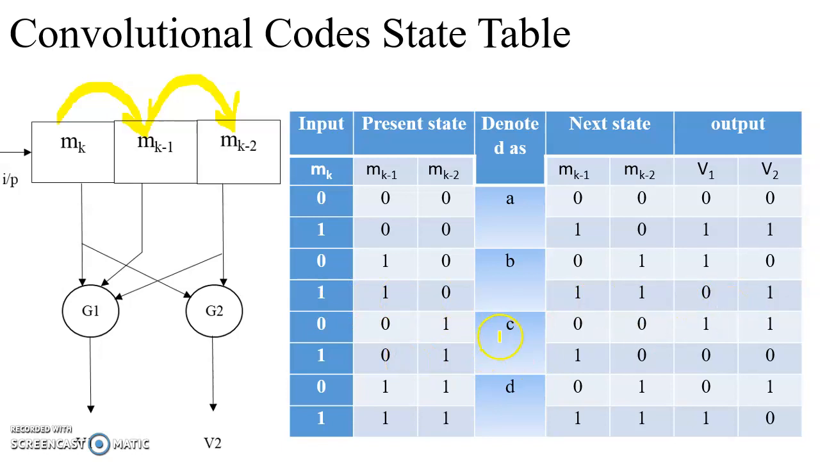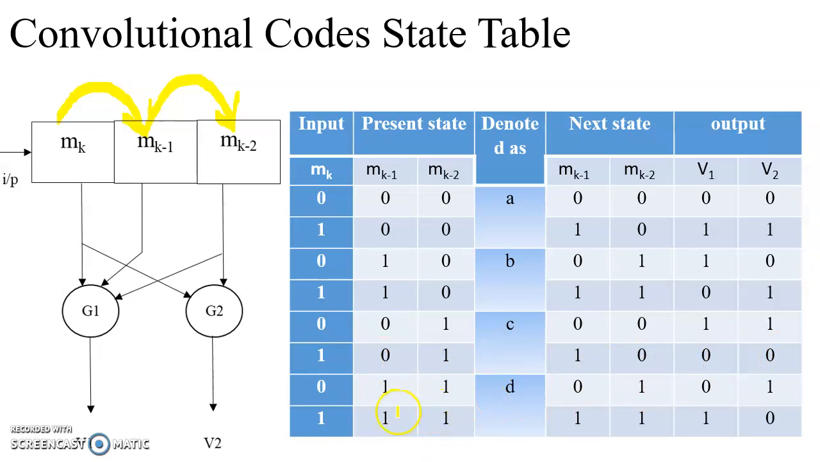Next, C, present state is 0, 1. Input is 0. So the next state will be, this 0 is moving here, and this 0 is also moving to the next, so the next state will be 0, 0. And the output is 0 plus 0 plus 1, that is 1, and 0 plus 1 is going to be 1. Present state is 0, 1, input is 1, next state will be 1, 0, output is 0, 0.